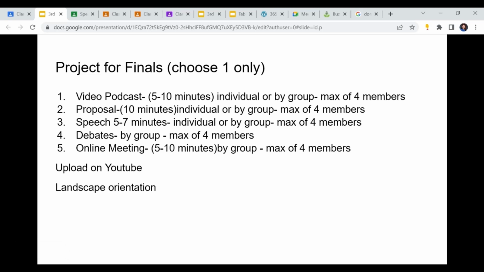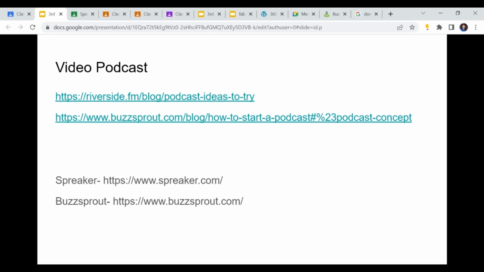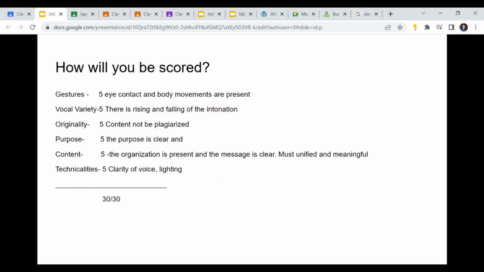And then number five, online meeting. Of course, this should be by group because you cannot meet yourself alone. It should last 5 to 10 minutes, maximum of 4 members. Now you have to upload it on YouTube in a landscape orientation. Why landscape orientation? Because it covers the entire screen, especially on YouTube. Now for video podcast, we have here the tips on how you can create one.